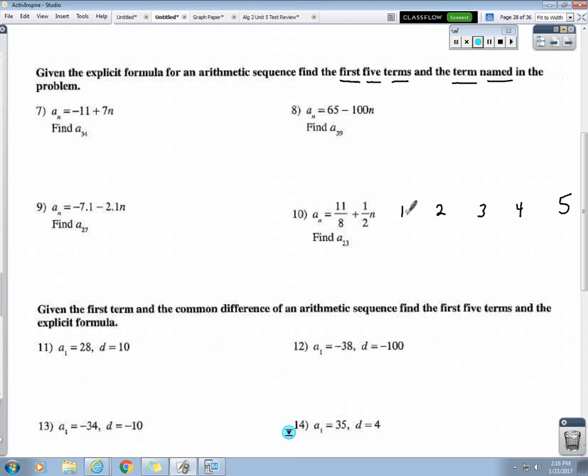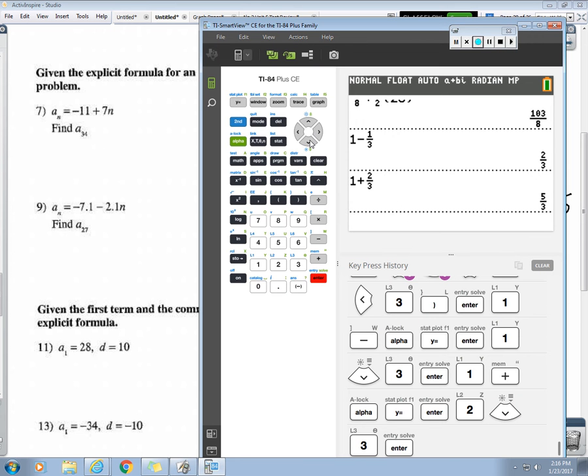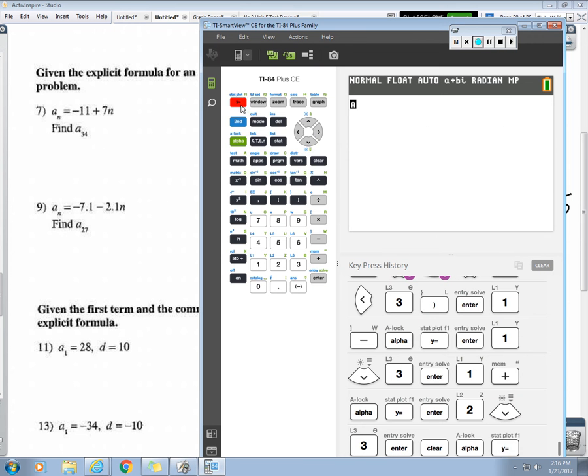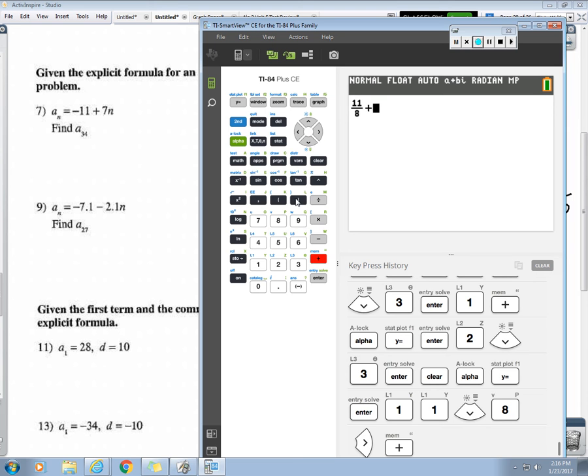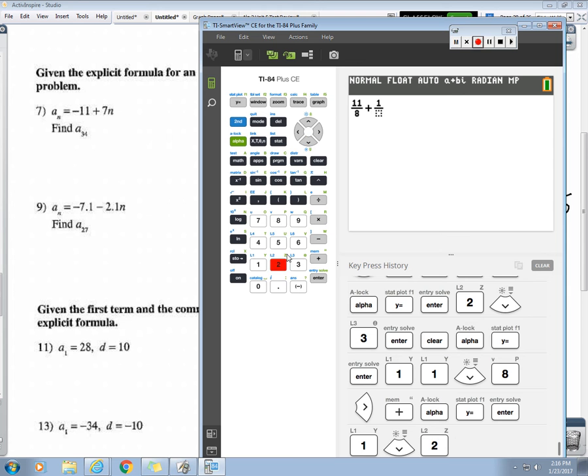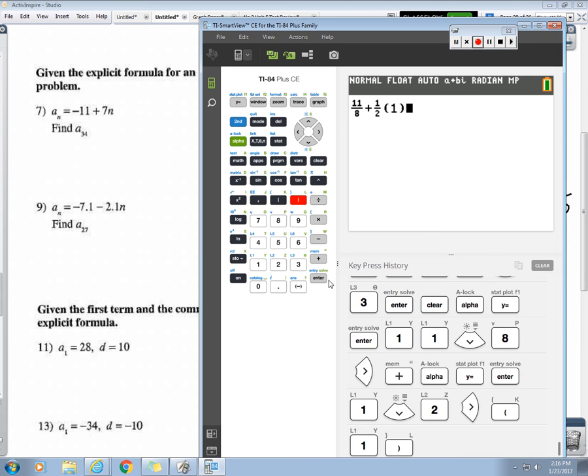To find the first term, all you do is plug in 1 into the n place. So on your calculator, you would type in 11 over 8 plus 1/2 times 1. Okay, so let's type that in. It's a fraction, so you got to do alpha y equals to set up a fraction. 11 over 8 plus 1/2, which is another fraction. And then beside that 1/2 is an n, and in the n place, I'm going to plug in 1 because I'm trying to find the first term. And the first term is 15 over 8.